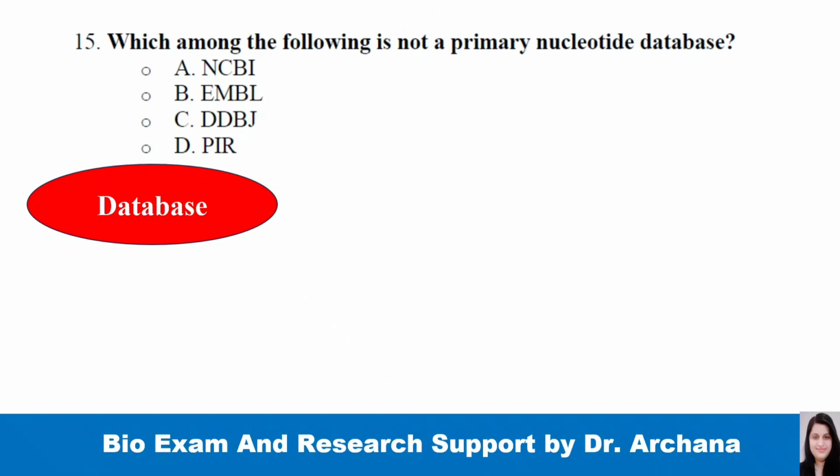Now, which among the following is not a primary nucleotide database? So here the answer will be D, that is PIR, Protein Information Resource, which is a protein database, not a nucleotide database. The rest other three, NCBI, EMBL, and DDBJ, are the three major primary nucleotide sequence databases.